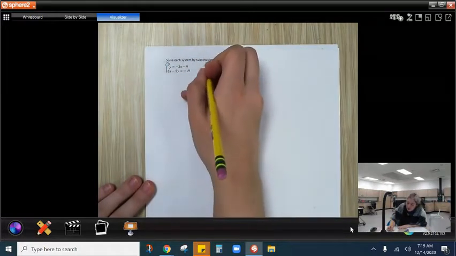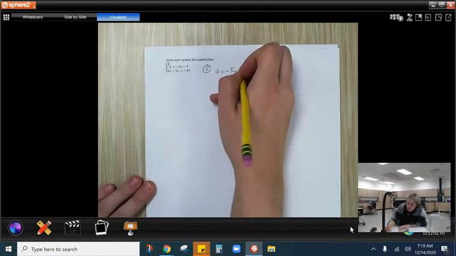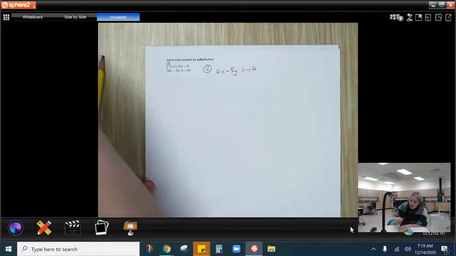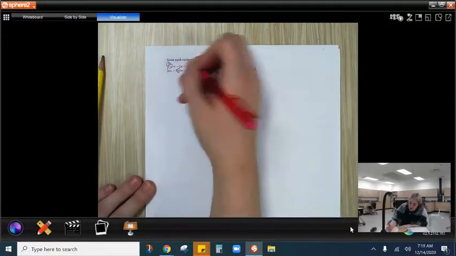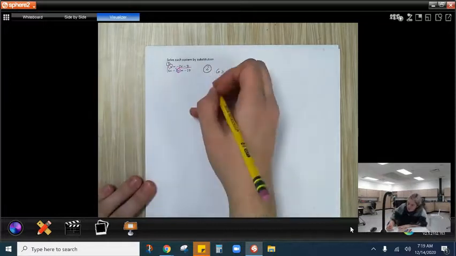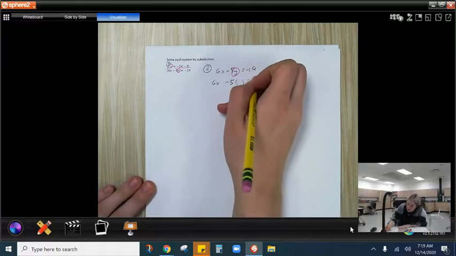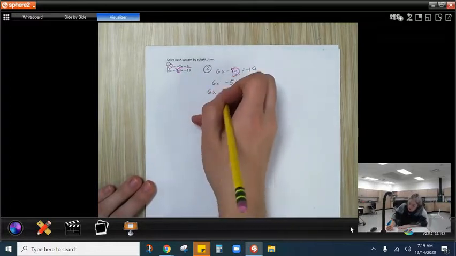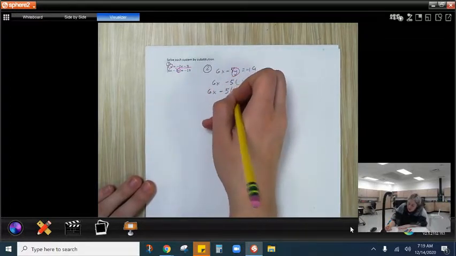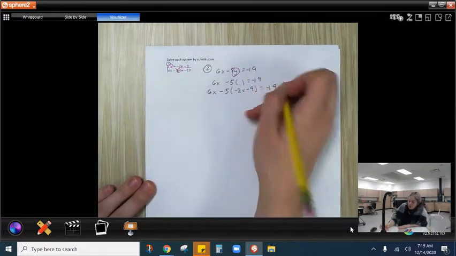So when we substitute it for number 2, we would have 6x minus 5y equals negative 19. Our y is already solved, which means we take out y and put in that whole thing. So 6x minus 5 parentheses equals negative 19. We plug in negative 2x minus 9, so 6x minus 5 times negative 2x minus 9 is equal to negative 19.